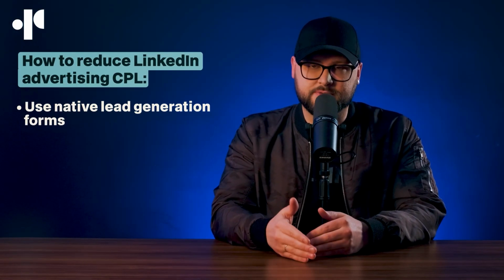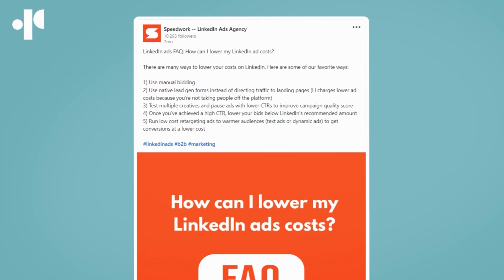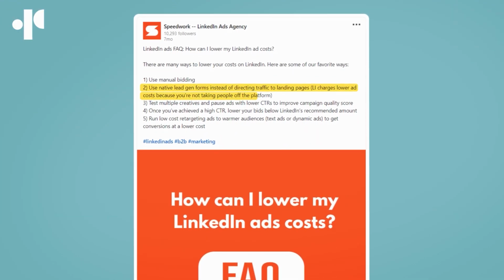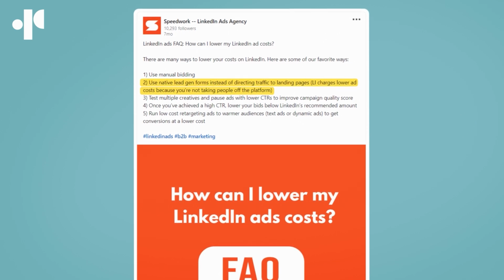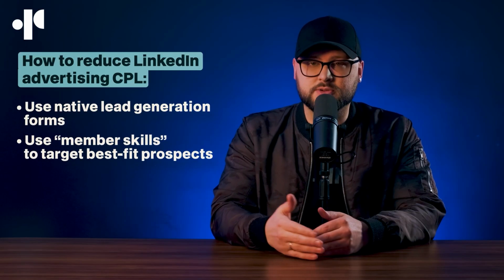All right, here's some advice for reducing LinkedIn advertising CPL. Use native lead generation forms. According to Speedwork, a LinkedIn ads agency, keeping people on the platform costs less than directing traffic to an external landing page. Next, use member skills to target best fit prospects. LinkedIn lets you target prospects using their skills and certifications. This helps you reach high intent prospects who are more likely to convert.